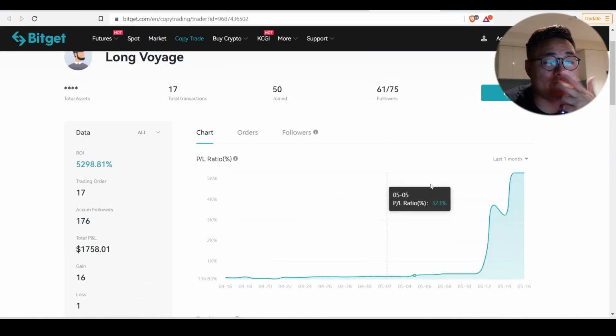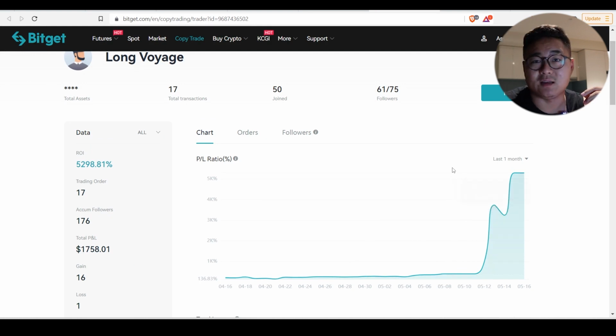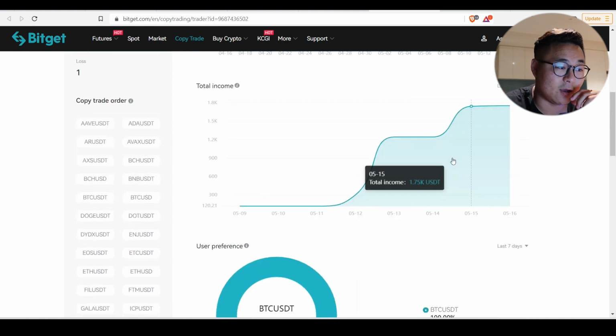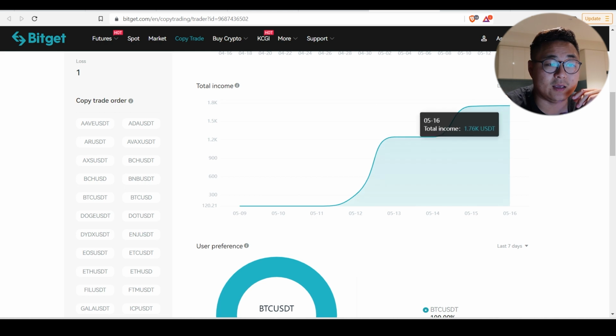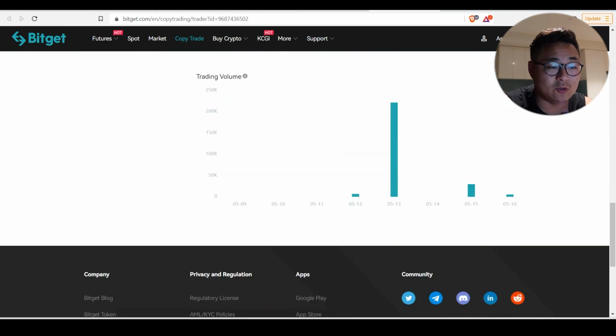Yeah, there you go. At 50x leverage, if it goes down 20%, that's 50 times 20. That's a 1,000% gain that he could have potentially made. His income has gone from, I guess, $120 all the way up to 1.8K within 7 days. That's massive. I mean, if you can catch that, that's good.